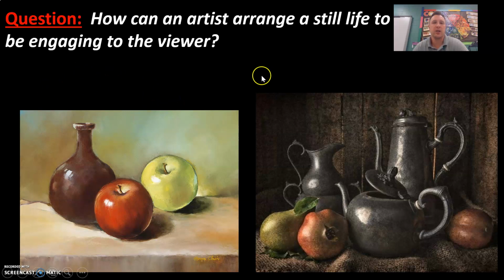Your question is, how can an artist arrange a still life to be engaging to the viewer? Normally you'd be in class and I give you a minute to think about this, but since we have this video, I'm going to walk you through what that question means. To make a still life engaging to the viewer, you want your objects large and in the center. You don't want them very tiny and off to the side because the viewer won't be able to really see it. And if you have more empty space, which is called negative space, than your positive space, the objects that you're drawing, it doesn't create a level of interest for the viewer. So you want to make sure everything is large and in the center.